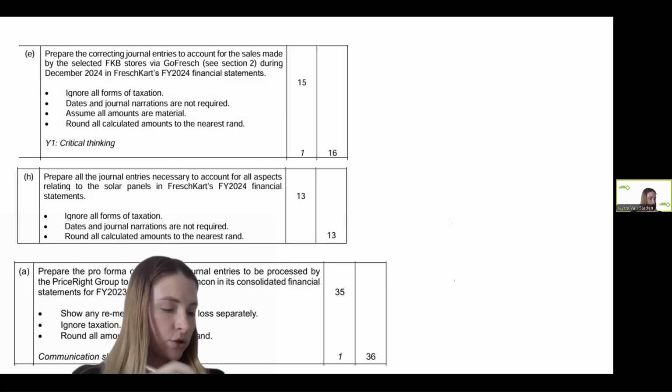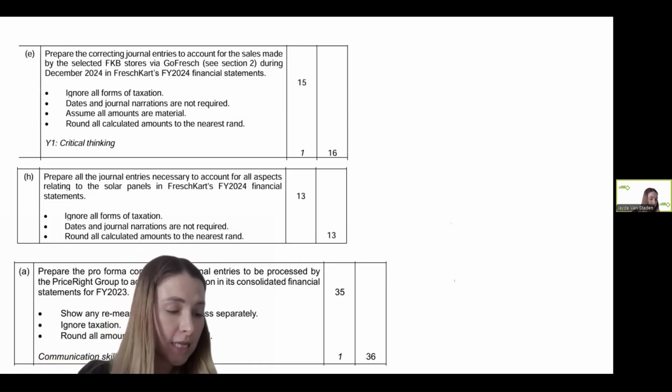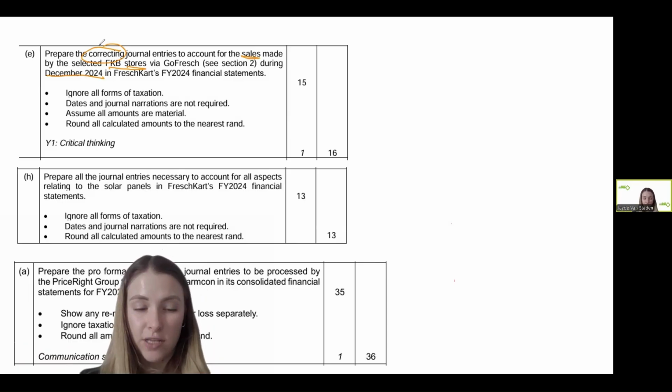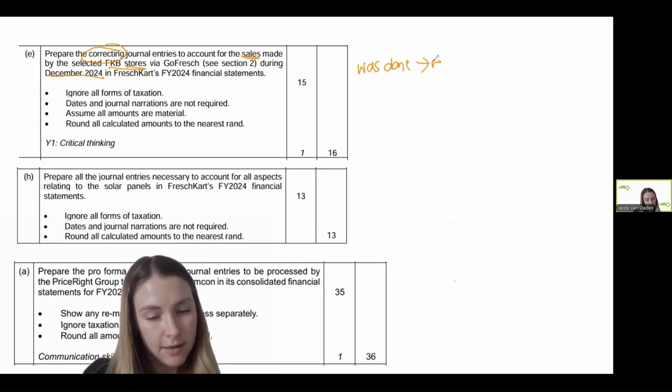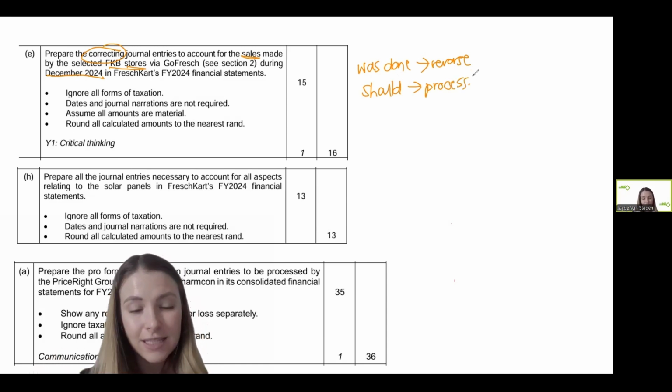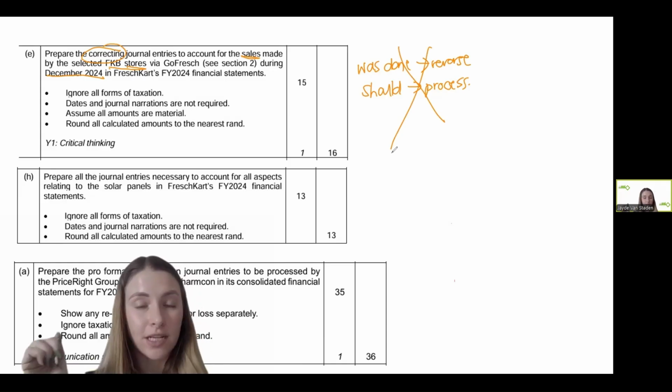Okay, so we are going to start off with a fan favorite, and that is correcting journal entries. So it says prepare the correcting journal entries to account for the sales made by the selected stores via GoFresh during December 2024. Okay, now the thing here is correcting journal entries. So what do you guys like to do? You like to say what was done, I'm going to reverse that, and what should have been done, I am going to process that. But I hate to tell you this, these are not considered correcting journal entries.